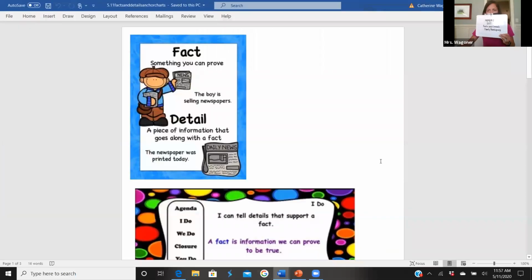Okay, you should see on your screen an anchor chart that says fact. Last week we talked about facts and details. A fact is something you can prove. So in this picture, the boy is selling newspapers. That's proven to be true. The detail is a piece of information that goes along with the fact. So the detail here is that the newspaper was printed today. That is a piece of information that tells more about the fact.